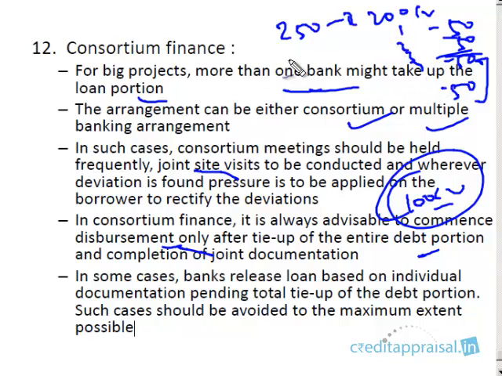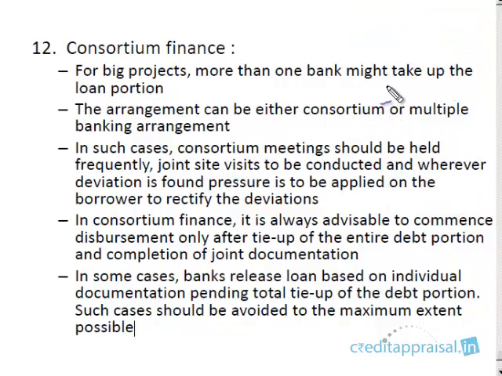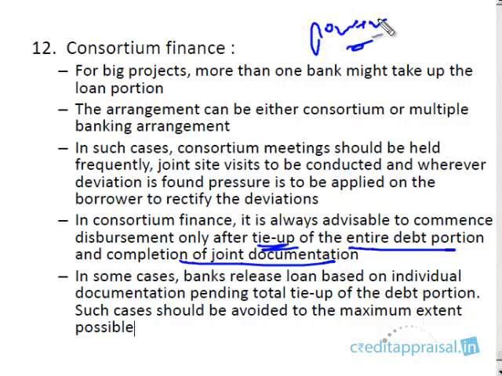Theoretically, that is advisable. It's always advisable to commence your bank's disbursement only after the tie-up of the entire debt portion and completion of joint documentation. Let us not take names, but if you are in the banking sector, you are aware that 3 to 4 years back in the power sector, very big power projects came up, raising a lot of finance from consortiums.